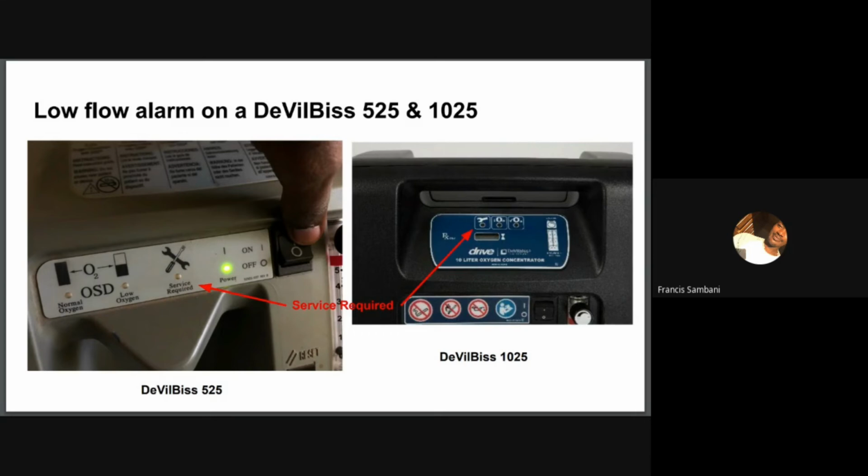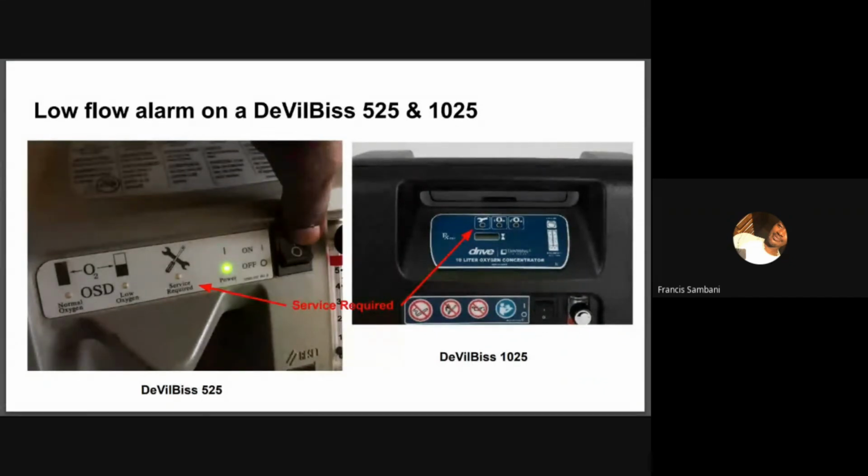And for the 1025, the case is slightly different in a way that the low flow alarm is activated if the flow meter bore is set below 2 liters per minute. So anything less than 2 liters per minute, you get the low flow alarm for the Devilbiss 1025. The unit continues to run. However, the service required light will come on accompanied with an audible alarm. So what you need to do is adjust the flow meter to the prescribed flow in the 1025 model. And we can see the service required in the graphics as well, LEDs.